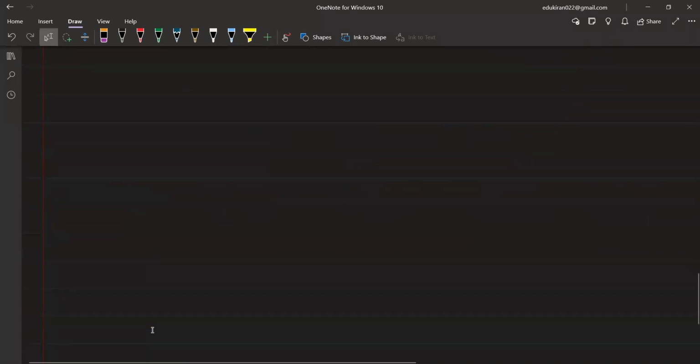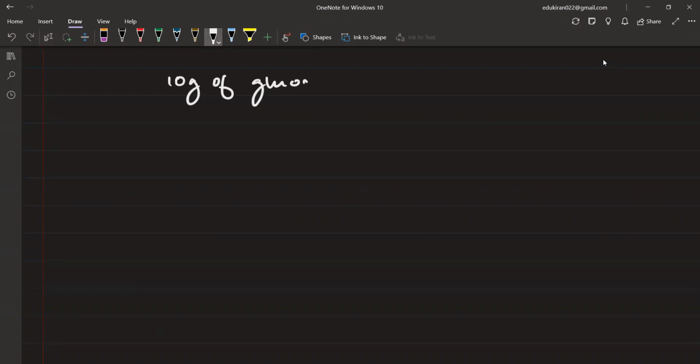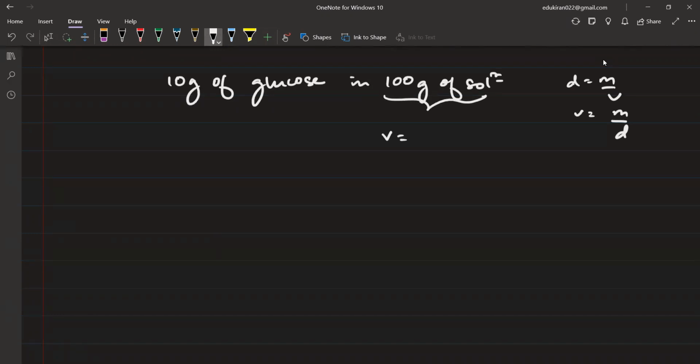So now do you know how to calculate the volume? Yes, sir. Please revise whatever is being taught, okay Ayesha? All these problems, this type of questions, we have done in class. 10 grams of glucose in 100 grams of solution. So density is equal to mass by volume. Volume will be equal to mass by density. So here, from here we have the mass. So volume will be equal to 100 grams divided by the density, which is 1.2.